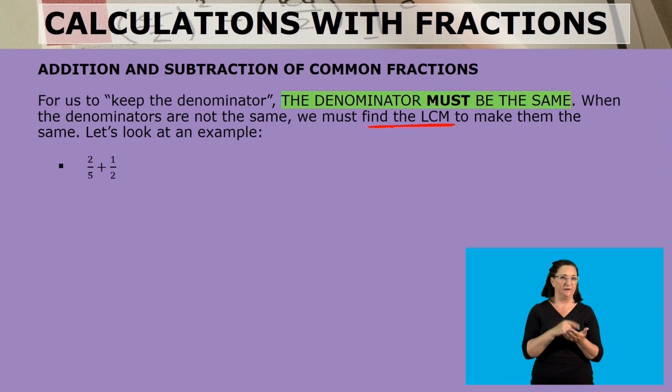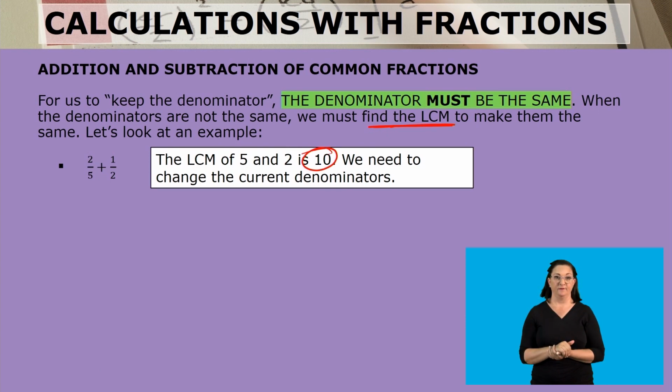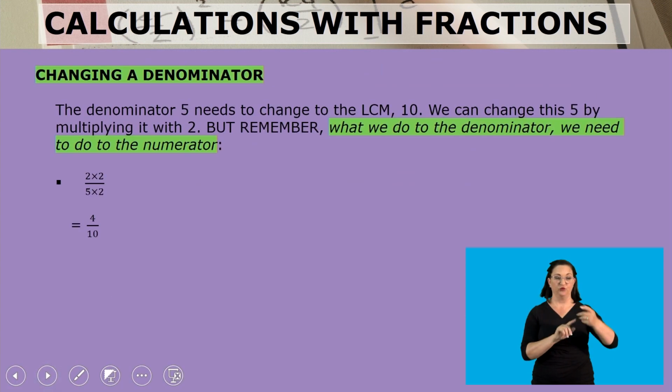The first thing that you need to do is to find the LCM between 5 and 2. What is the LCM of 5 and 2? That is 10. So we need to change the current denominators so that they are the same. How are we going to change those denominators?